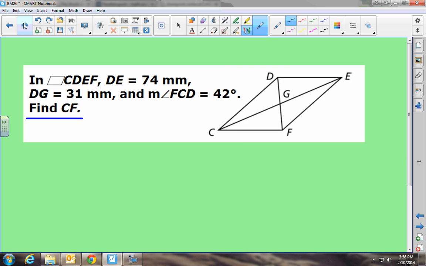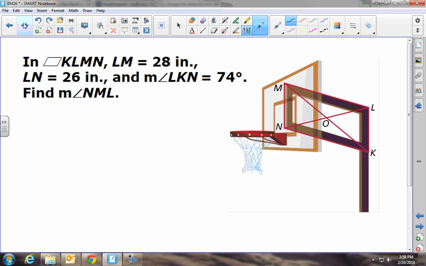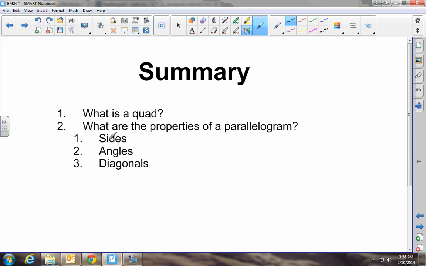Okay? All right, so let's flip to the end here and summarize. First off, what is a quad? A quadrilateral is any four-sided figure. All right, but within those, we have parallelograms, squares, rhombuses, rectangles, kites, trapezoids, all kinds. Right now, we're focused on parallelograms.